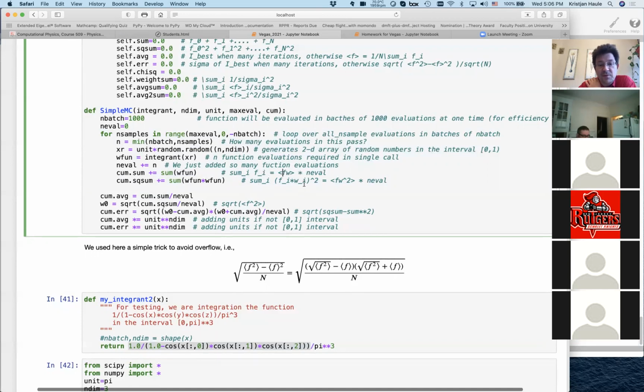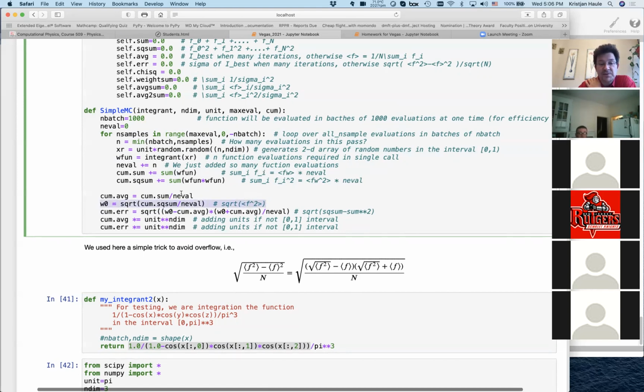Then here we sum all the values of the function f i squared like this. And in order to get the average of the function, we need to divide here by the number of function evaluations. So then it's the real average of the function. And then this part here is the average square. So sum SQ sum, as you see here, contains the values of the function squared. Therefore, if we divide it by the number of function evaluations, we get the average of the function squared, but then we take the square root of that. So W0 is the square root of the average of the function squared.